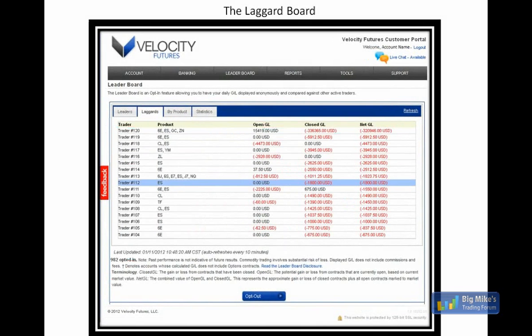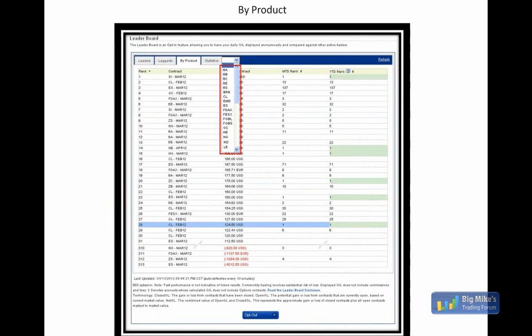This is the laggard board, same thing as leaderboard, but on the other end of the GL spectrum. Hopefully you don't see yourself on here, but again, you'll see yourself highlighted in blue if you are. This next screen shows ranking by product.